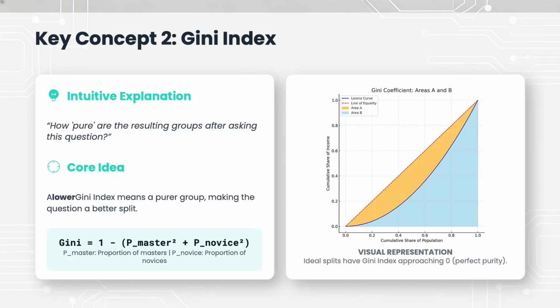The second metric is the Gini index. Think of it as a measure of purity. A group where everyone is the same, all masters or all novices, has a Gini index of 0. It's perfectly pure. A group that's a 50-50 mix has a Gini index of 0.5. It's maximally impure. The formula calculates this. When we split the data, we calculate the Gini index for each new group, take a weighted average, and see how much it decreases from the original group. The question that gives us the lowest weighted average Gini is the best one to ask.